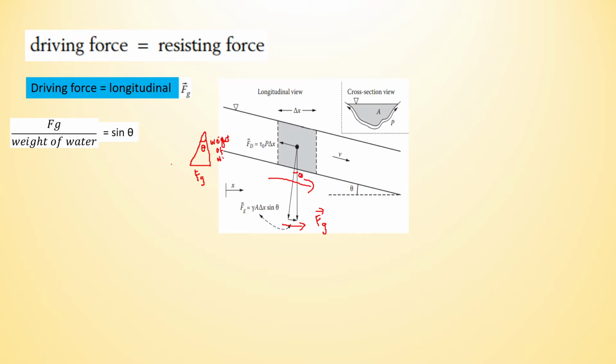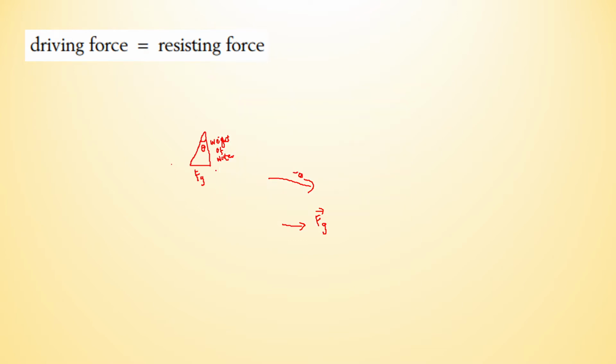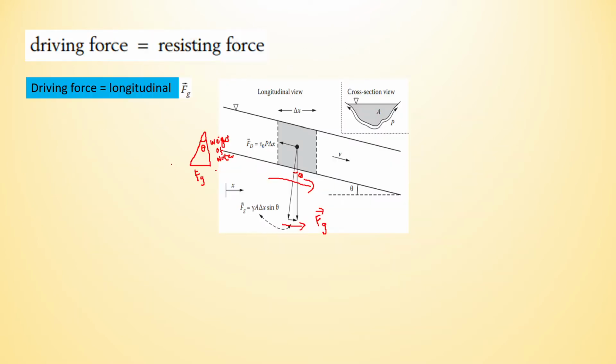Like in the previous video slide where you have this object falling down, this is the weight. The weight equals mg, right? And the force going in the opposite direction is the drag force. So this is F equal to mg. So mg in this case is the weight of water.